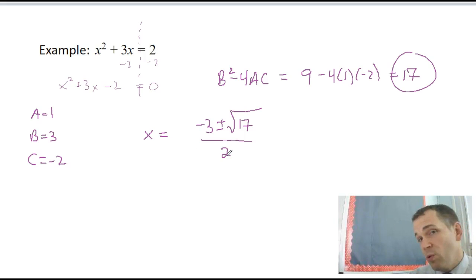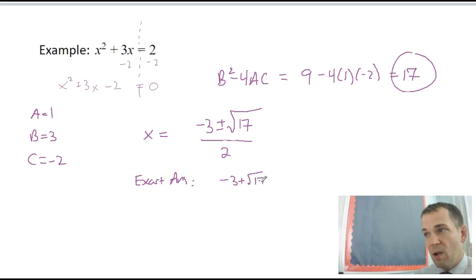Now, the next thing I would normally do is try to see if I can simplify this radical, but 17 is a prime number. Nothing's going to go into that other than 1, so I can't really simplify this. This would be my best exact answer. So the exact answers would be -3 plus root 17 all over 2, and -3 minus root 17 all over 2.